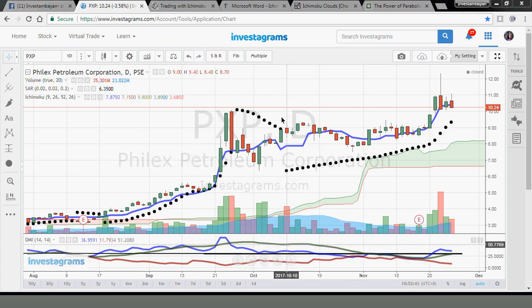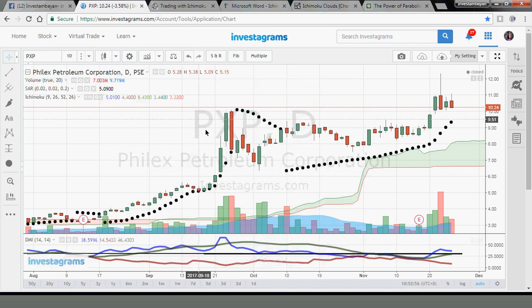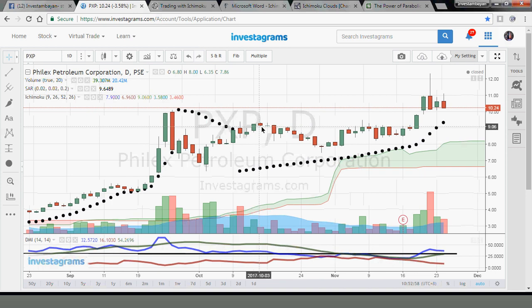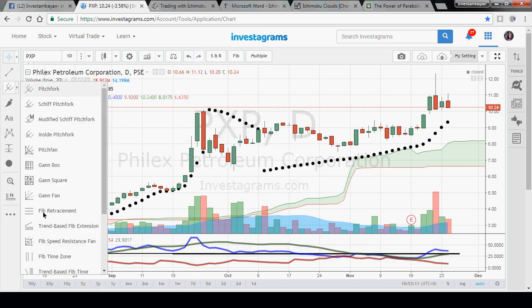Bumili ka dito. Signals are good. DMI, bullish. My first parabolic. Yun yung beauty ng parabolic. Wala pa siyang selling signal dito kung nagpo-position trade ka. But considering, tanggalin natin si Tenkan-sen, gagamitan natin siya ng Fibonacci. Makikita natin kung saan yung significant na trailing stop na magagawa natin.